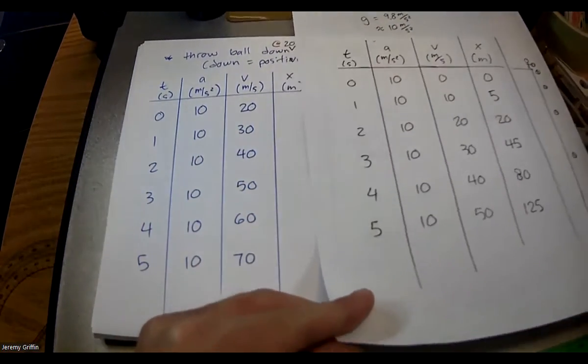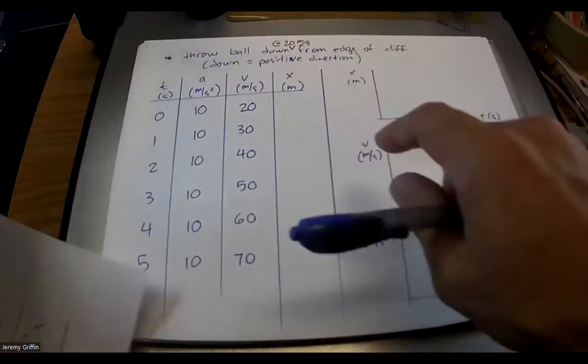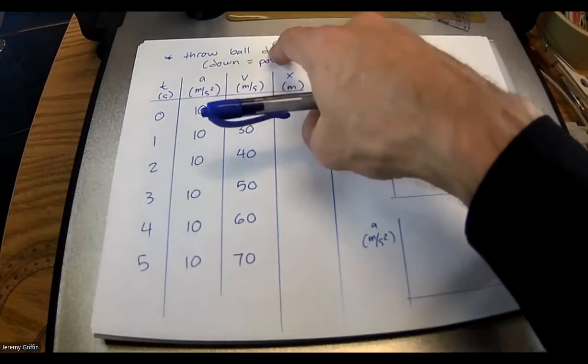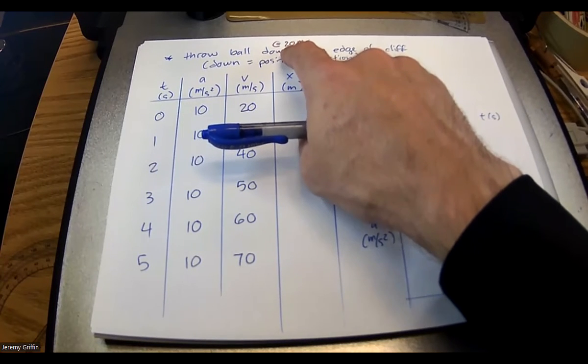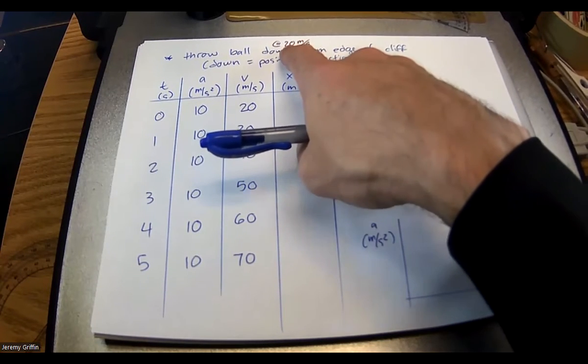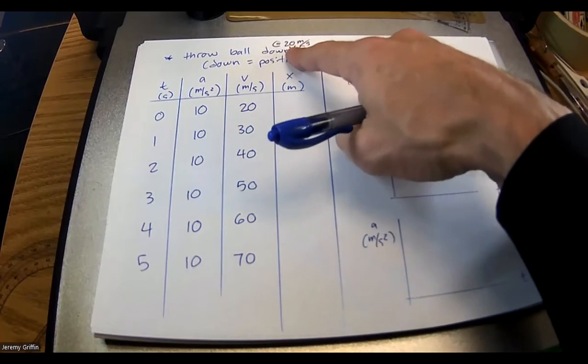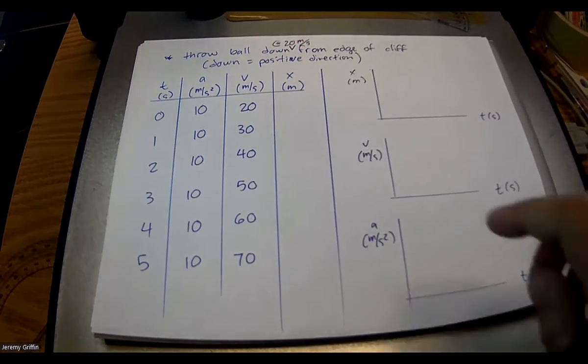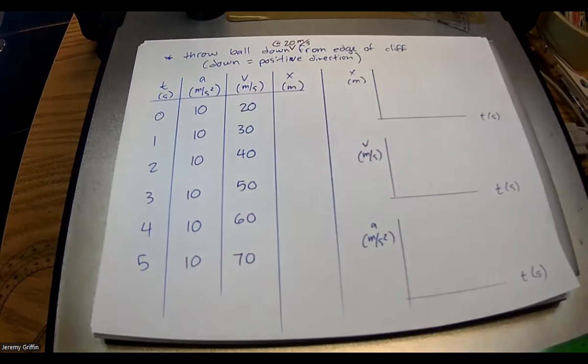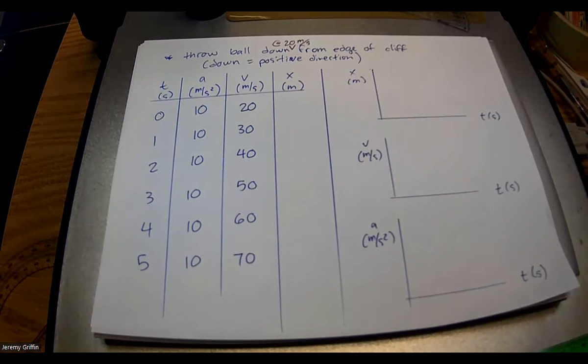Why is the velocity at time 0 not 10? Because I just made something up. I said you throw it that fast. You can throw the ball at any speed. I said, let's say you throw it downwards at 20 meters per second. So initial velocity can be any number.